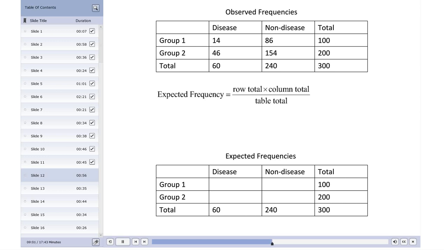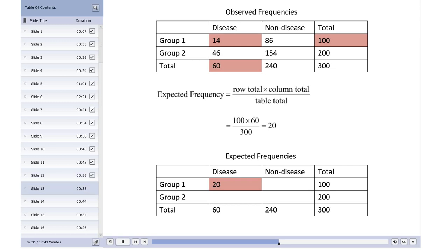So for example, there's 14 people in group 1 with the disease, so the observed frequency in group 1 with the disease is 14. The idea of the chi-square test is we're going to build a second table called expected frequencies. These are the frequencies that we would have expected to occur if there was no difference between group 1 and group 2. And there's a simple formula we're going to use to calculate these expected frequencies. It's expected frequency equals row total times column total divided by table total.